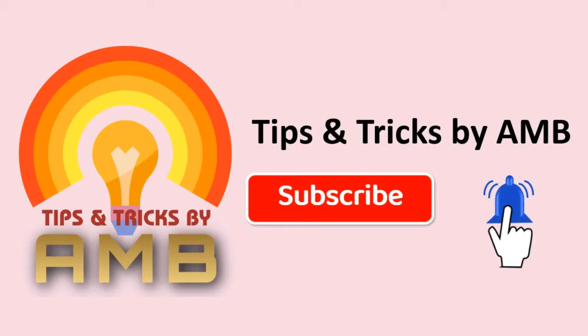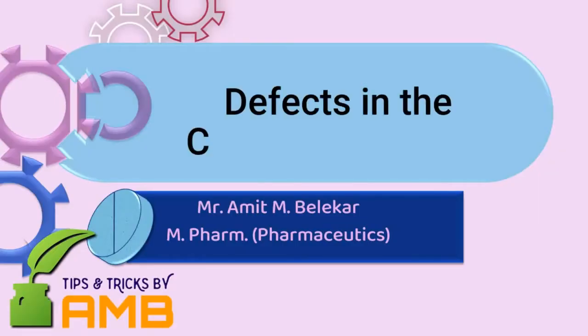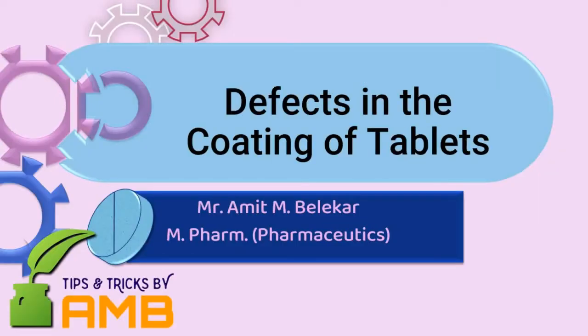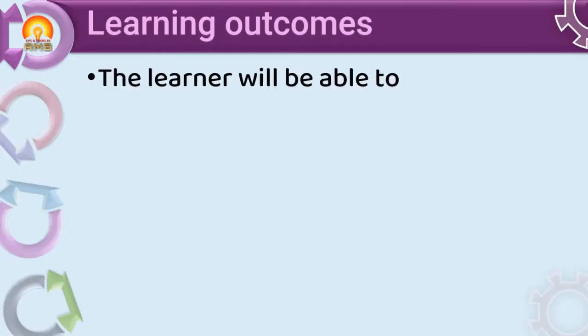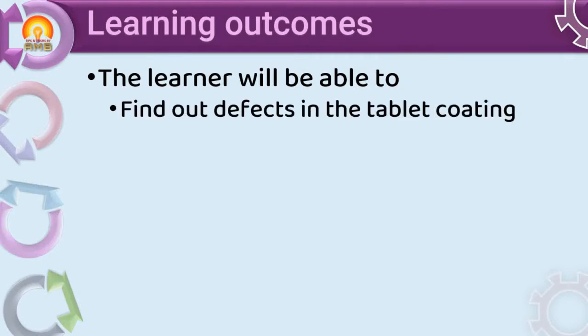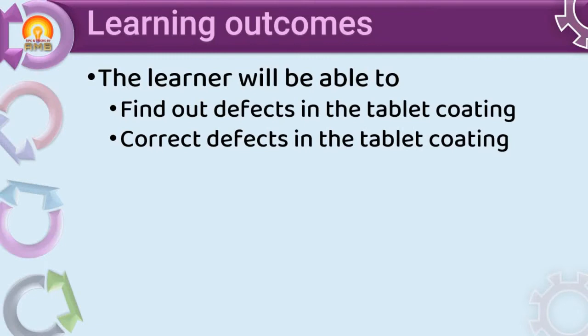In previous sessions, we had discussed various types of coatings of tablets like sugar coating, film coating and enteric coating. In this presentation, we are going to discuss defects in the coating of tablets. After going through this video, the learner will be able to find out defects in the tablet coating and correct defects in the tablet coating.